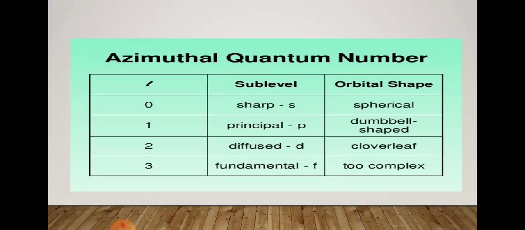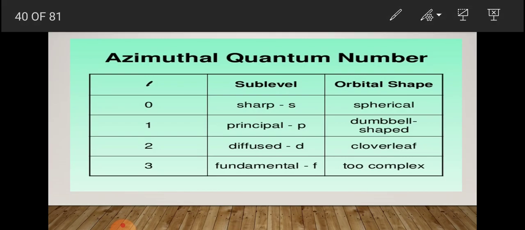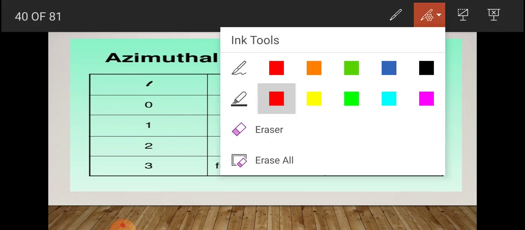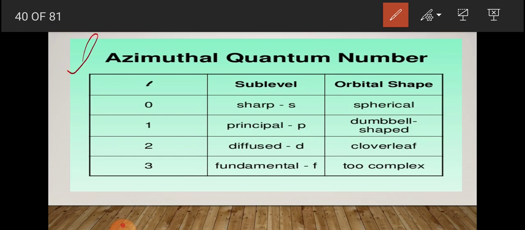Let's move on to azimuthal quantum number. This is also called secondary quantum number, and it is denoted by small l. It describes the sub-energy level of the electron in an atom, and it also describes the shape of the subshell. Okay, the shape of the subshell can be described.